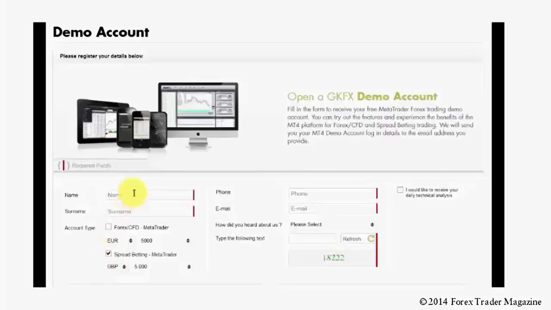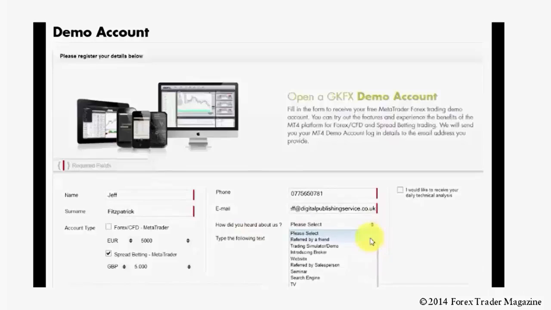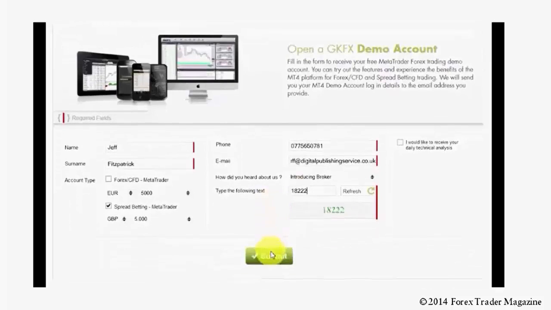It's just a question of then entering your details. There we go, and Fitzpatrick, that's already in too. Giving a phone number and an email address. And telling about how you heard from them. In this case, you can put introducing broker, which would actually be me, and the code 18222. Scroll down a little and we get the opportunity to submit.